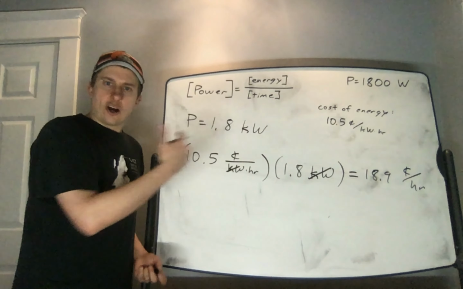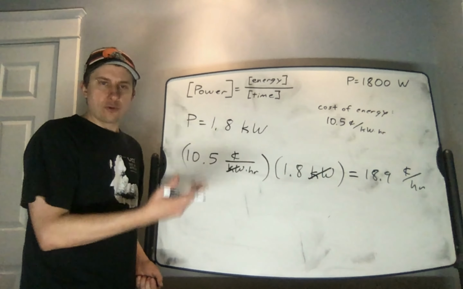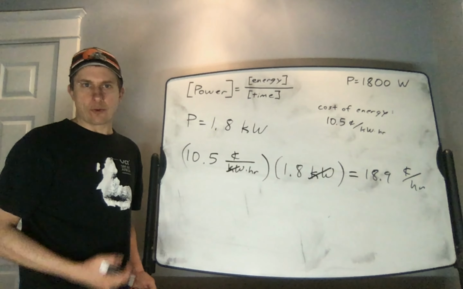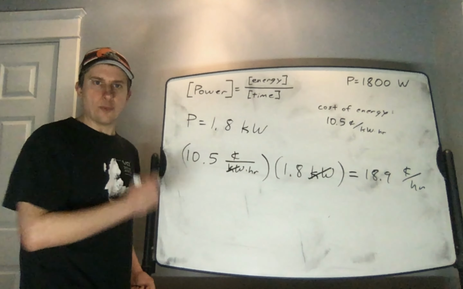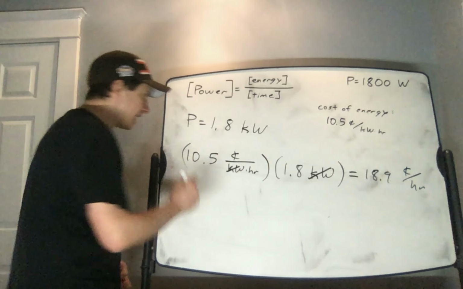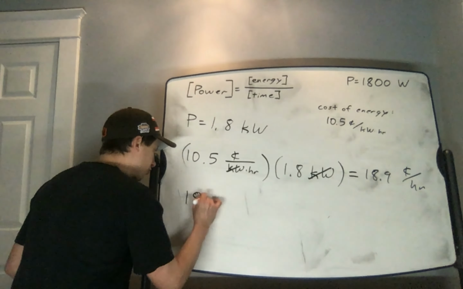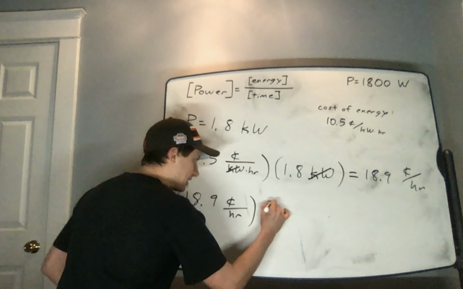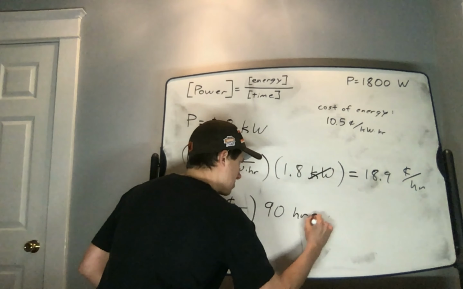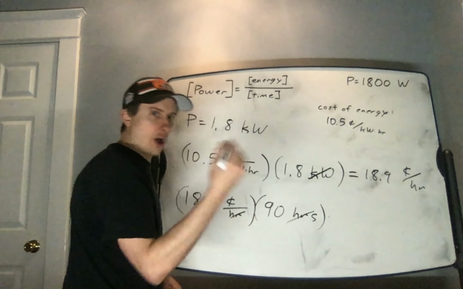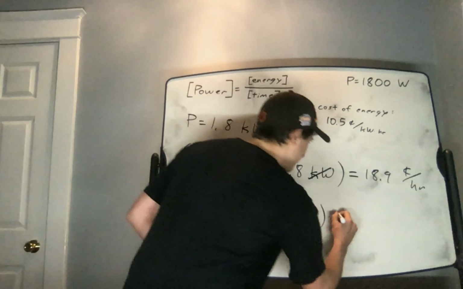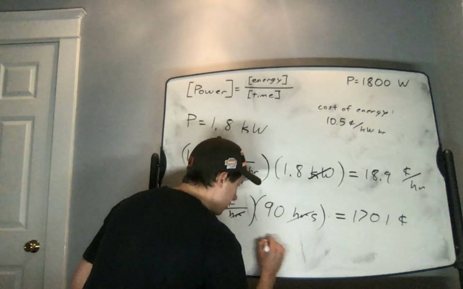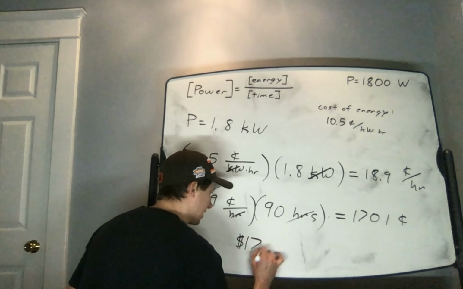Now, if we know it costs 18.9 cents per hour to run my heater, and I run my heater for 90 hours, because we are running it for 3 hours a day for a month, which we'll assume is 30 days, then I could say 18.9 cents per hour times 90 hours implies that it will cost 1701 cents to run my heater for 3 hours a day for an entire month, or $17.01.